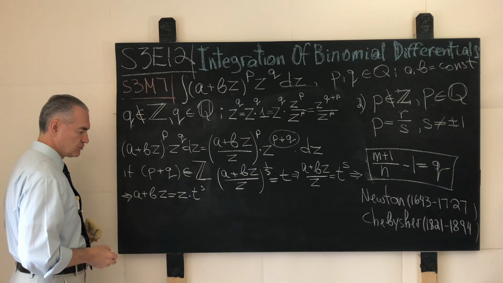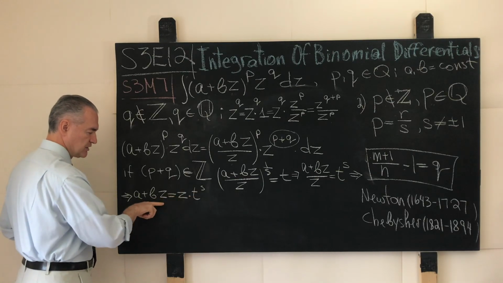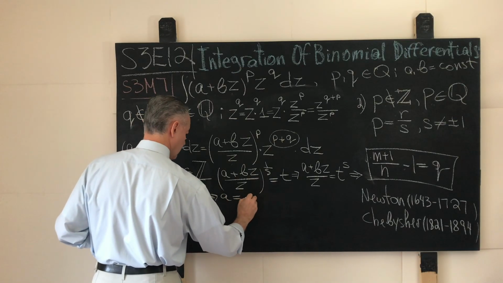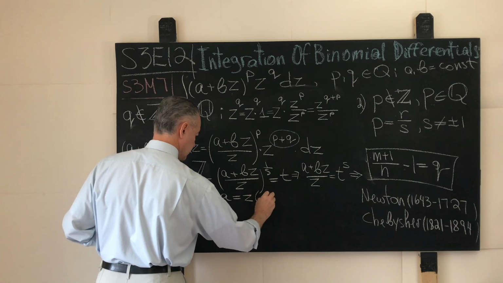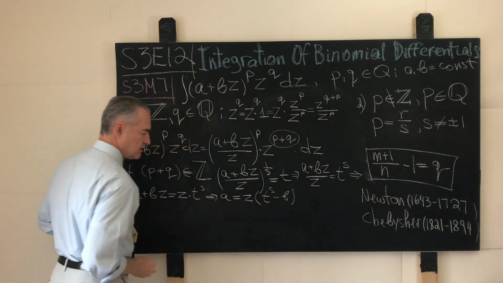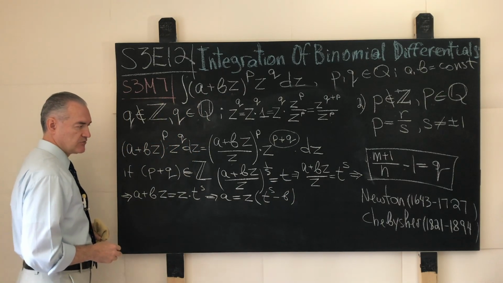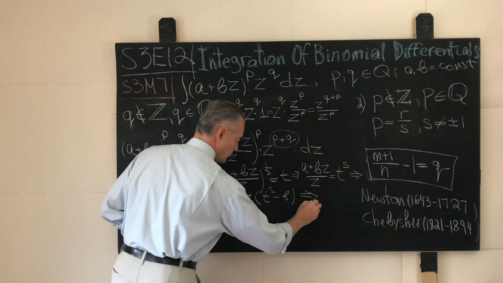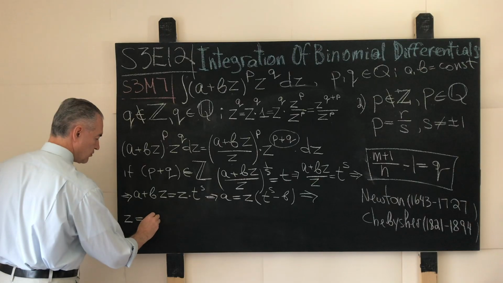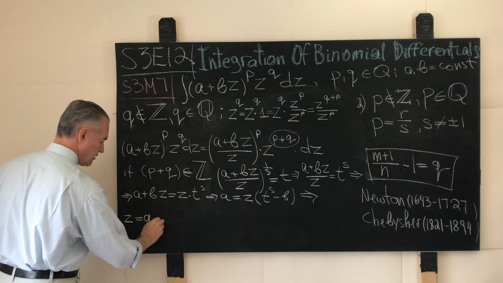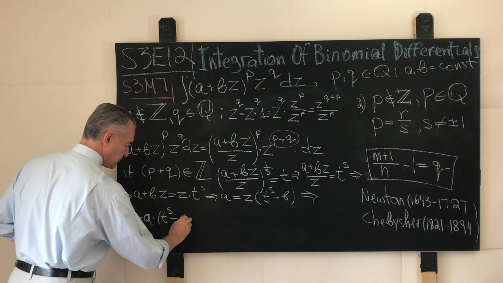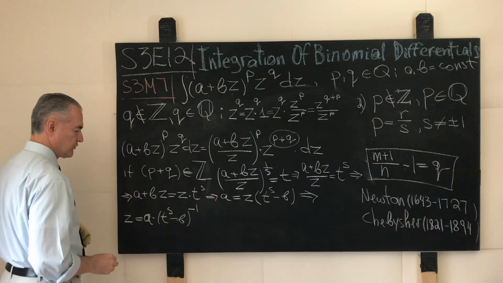This is middle school arithmetic. Now we move this summand, let's say, over here. So we have what? A is equal to z times t raised to the power of s minus b. You see? And from here it follows what? From here it follows that z is equal to a times t raised to the power of s minus b to the minus first power.